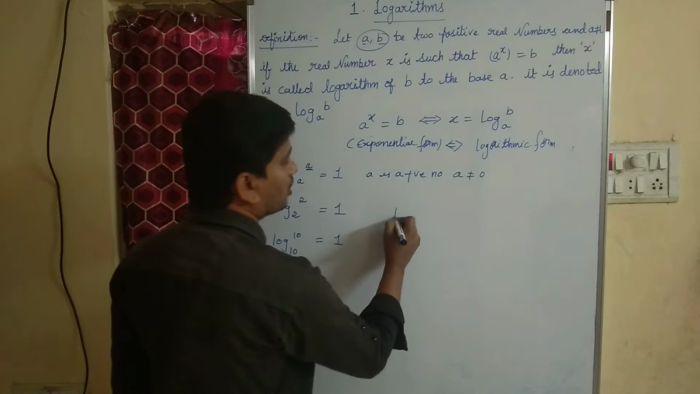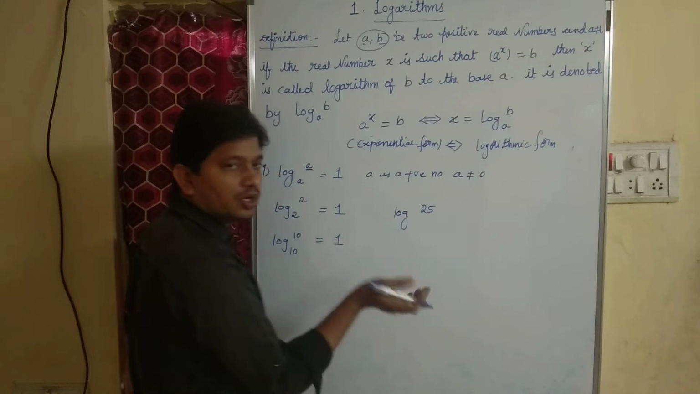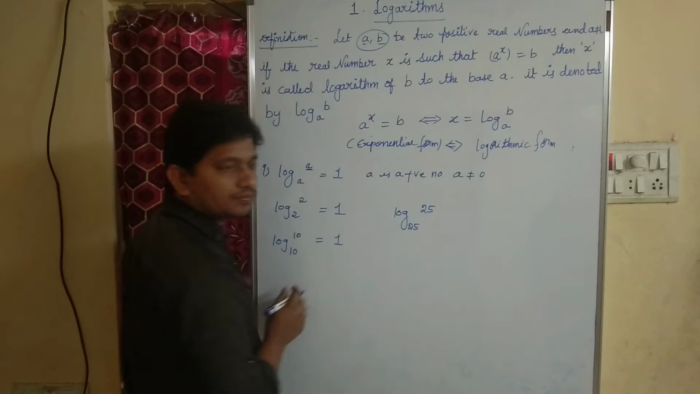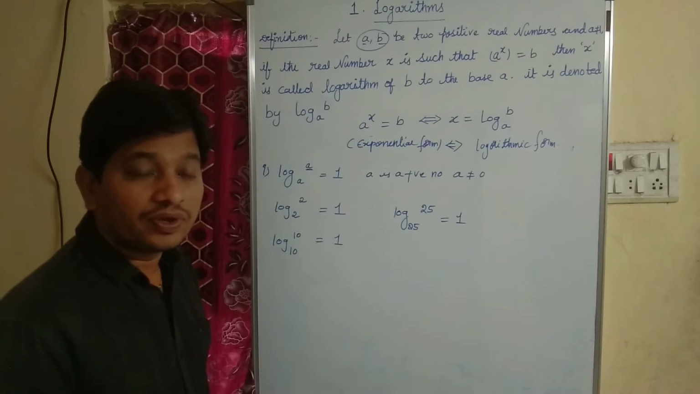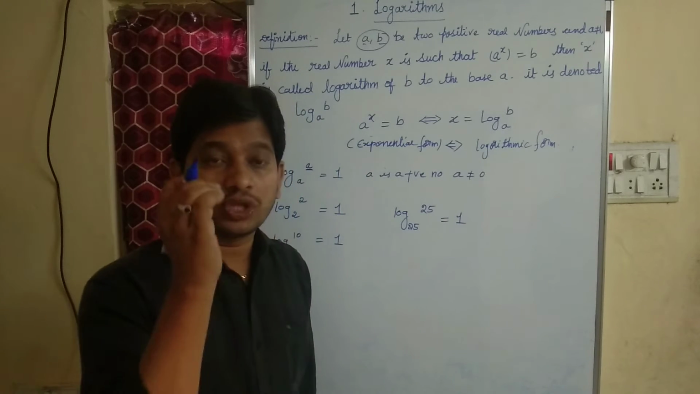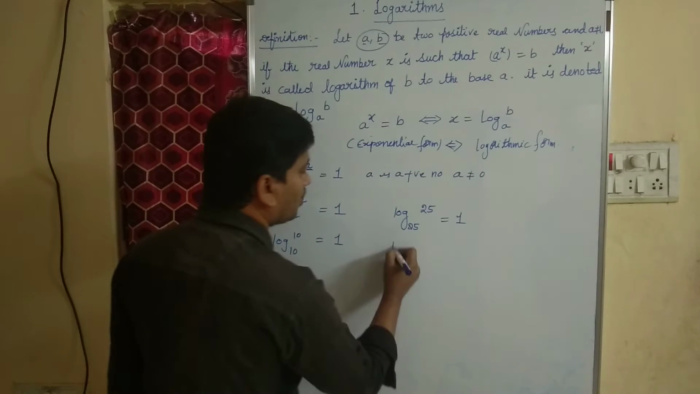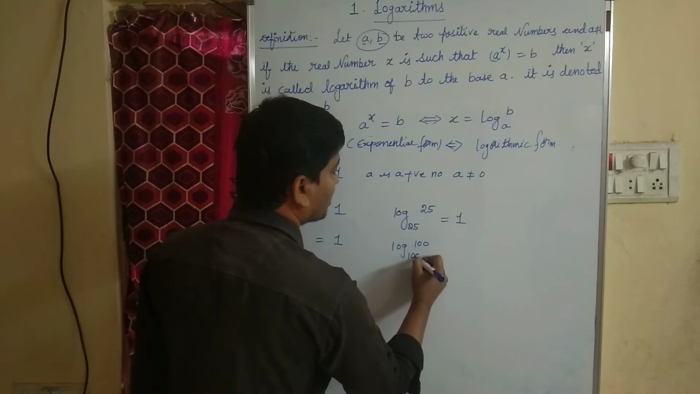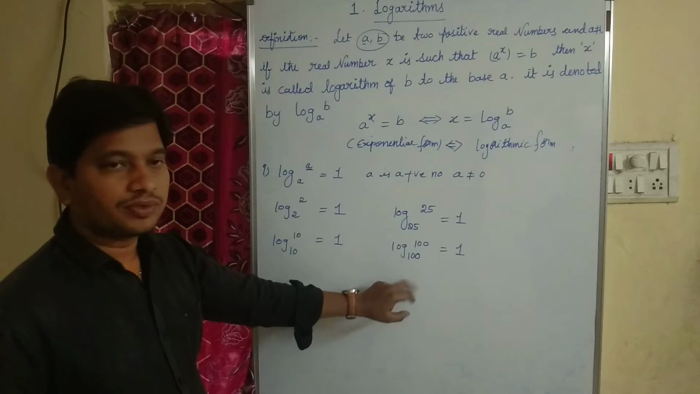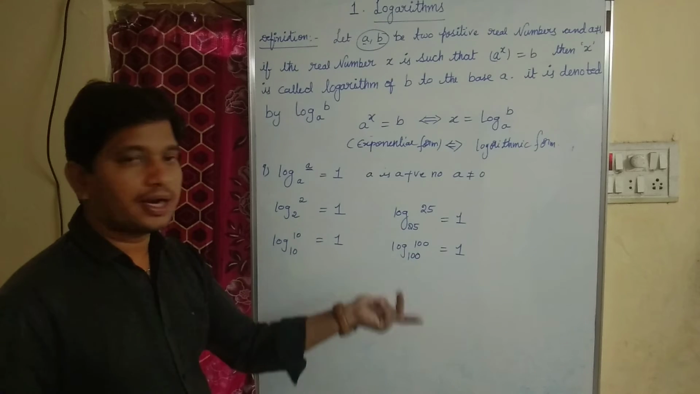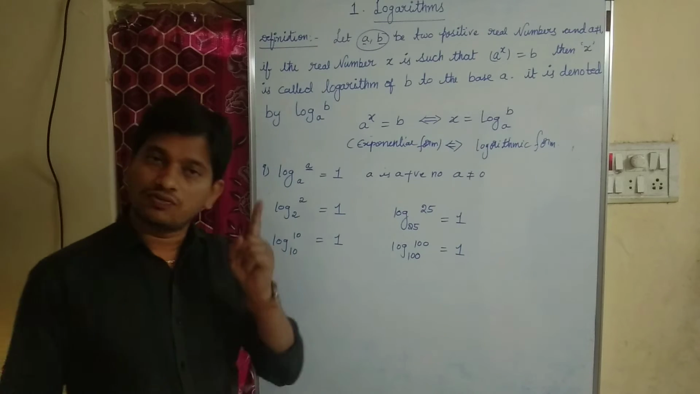For example, the logarithm of 25 to the same base 25: here the number is 25 and the base is also 25. Log 25 to the base 25, what is the value? 1. For example, log 100 to the base 100 is also 1. If both are the same, then the value of log of that number is 1.